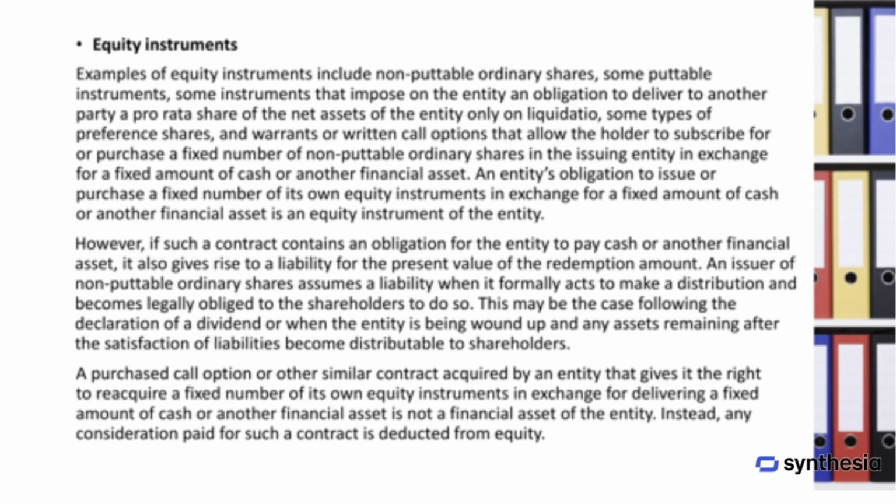Additionally, if an entity acquires a purchased call option or a similar contract that gives it the right to require a fixed number of its own equity instruments for a fixed amount of cash or another financial asset, this is not considered a financial asset of the entity. Instead, any consideration paid for such a contract is deducted directly from equity.